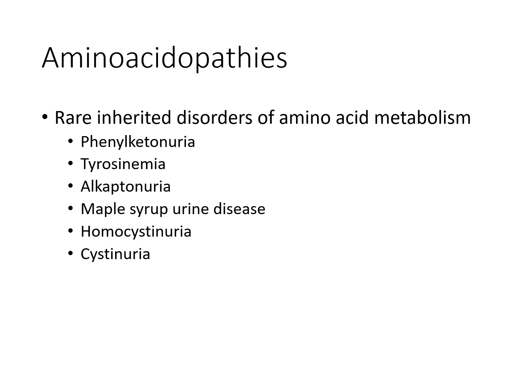Alkaptonuria is a deficiency of homogentisate oxidase, which causes buildup of homogentisic acid. It causes darkening of urine and connective tissues and leads to arthritis and heart valve problems in adulthood.